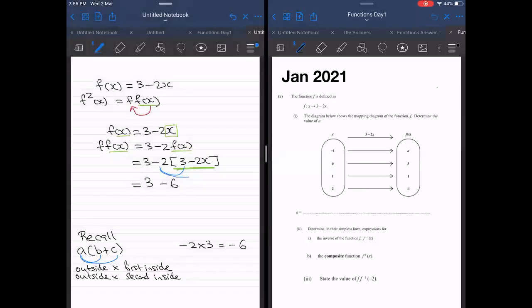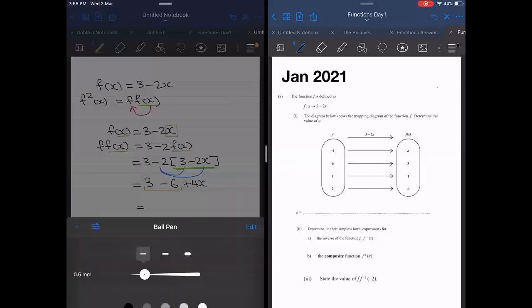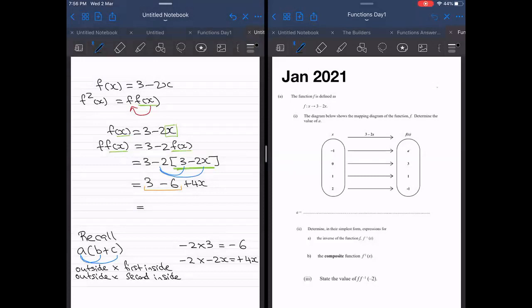Then I'm going to take the outside and multiply it by the second on the inside. So that is -2 times -2x. But a negative times a negative is a positive, and 2 times 2x is 4x. And in the last step, we want to group our like terms. So 3 minus 6 is -3. So those persons who have a problem adding and subtracting positive and negative numbers, I'll do a little revision on that shortly on the next page.